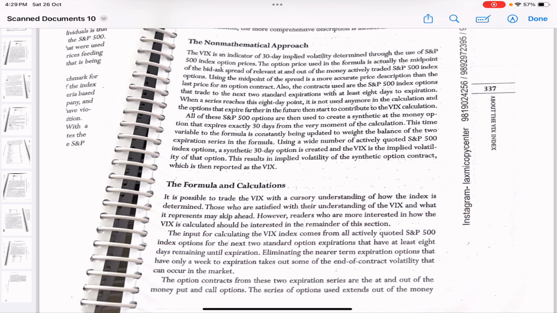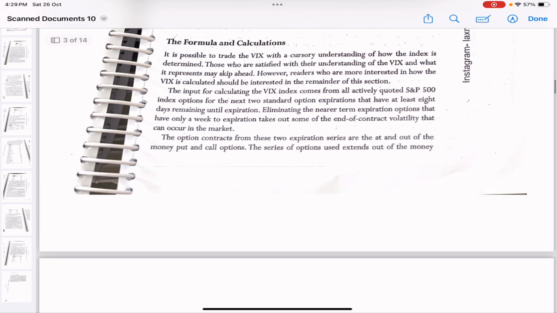After doing this, a synthetic 30-day option is created, and the VIX is the implied volatility of the option. This results in the implied volatility of the synthetic option contract. So all you need to remember is that a 30-day implied volatility is used when you are calculating the VIX.